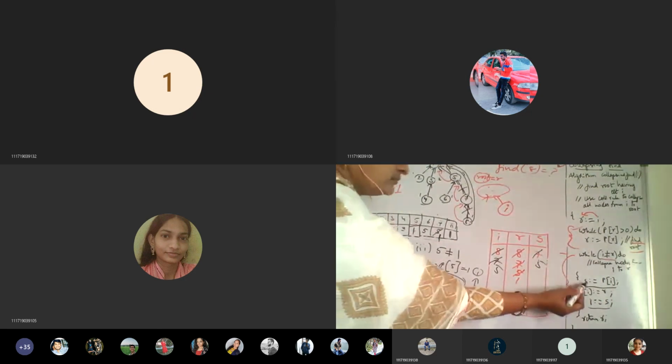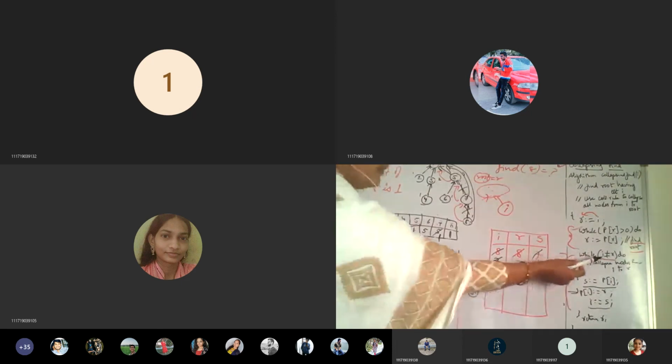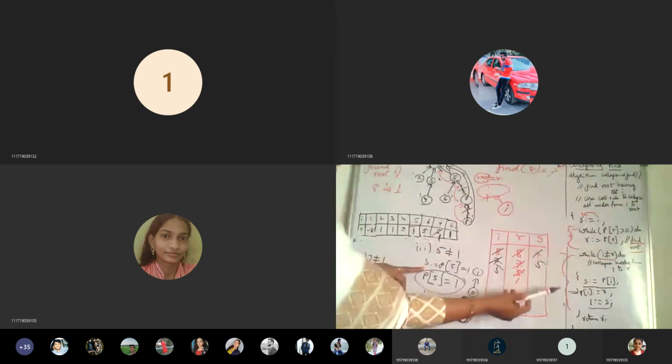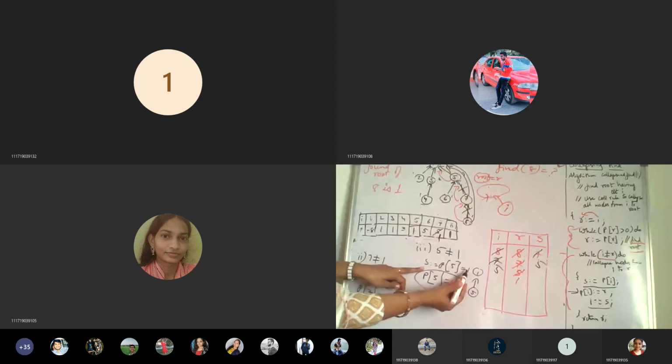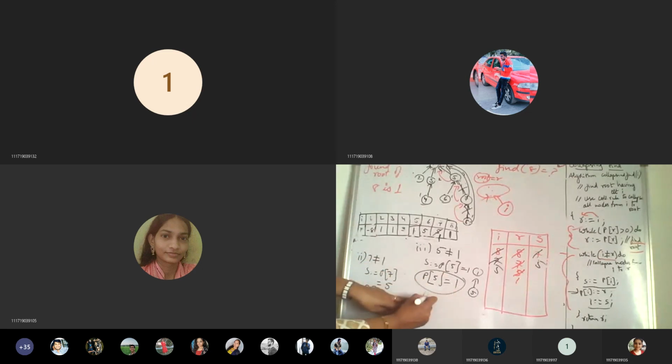So here we are writing 5 not equal to 1 and S is equal to P of 5, so that is equal to 1. And P of I is equal to R, which means P of I is equal to 1. That we made. And I is equal to S. So what is S? S is equal to 1, from the first step. So I is equal to 1, which means I will become 1 now.